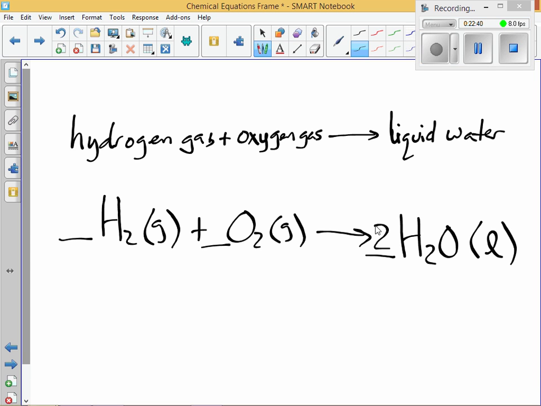How many oxygens do I have over here now? 2. How many oxygens do I have here now? Still 2, right? So this is an invisible 1 in front of that oxygen. But what happened when I put the 2 over here? Now I've got how many hydrogens? 4. So what do I need to do to the coefficient on hydrogens? I need it to be a 2. This is a balanced equation, which is what we're going to practice for the rest of the week.